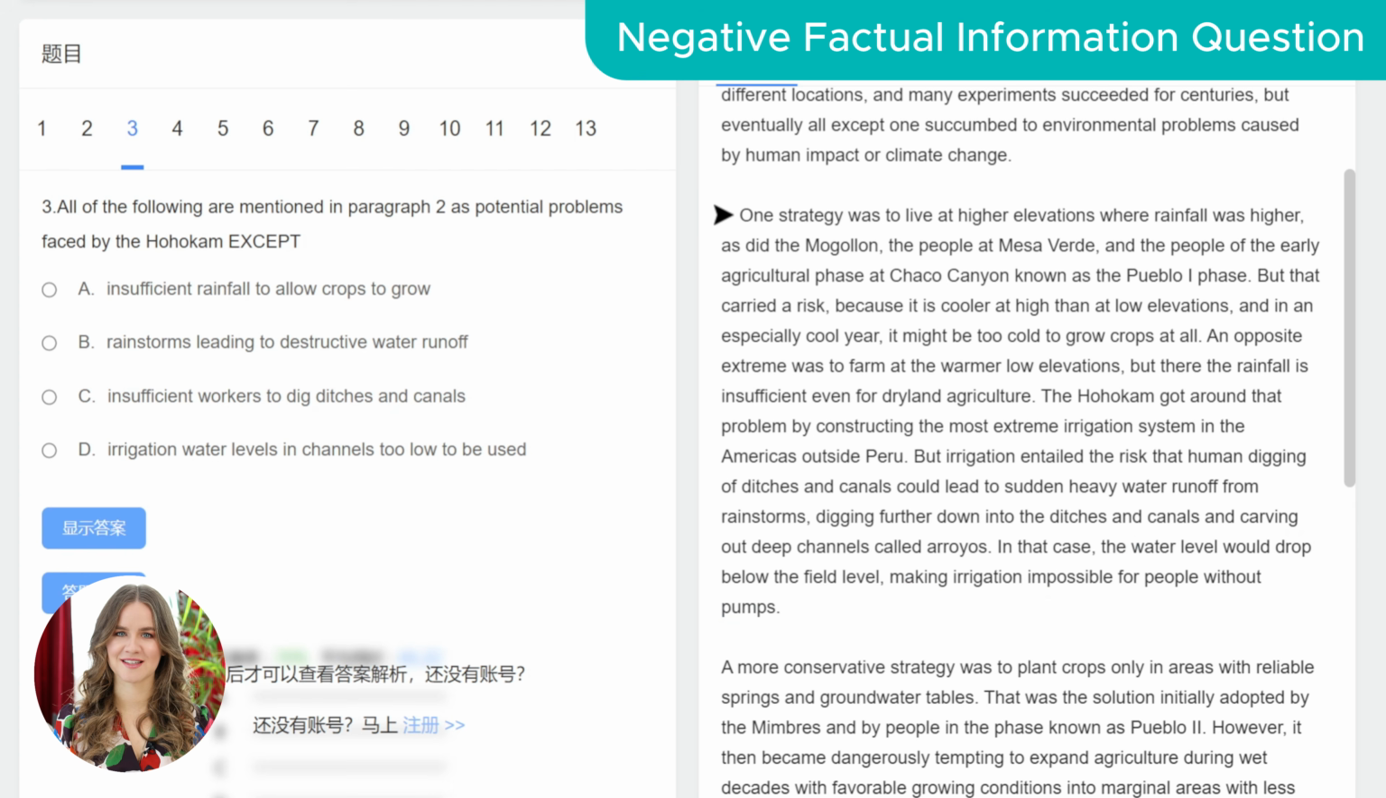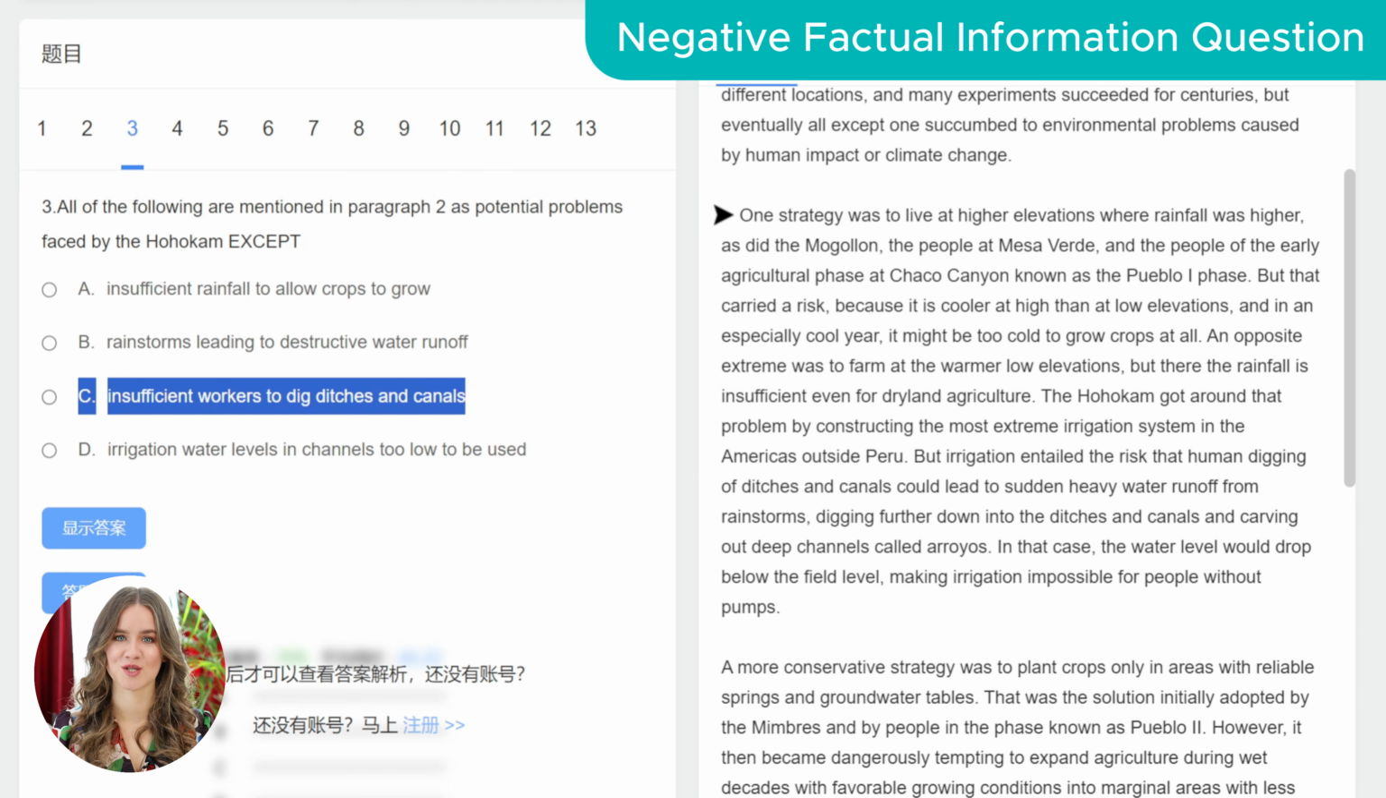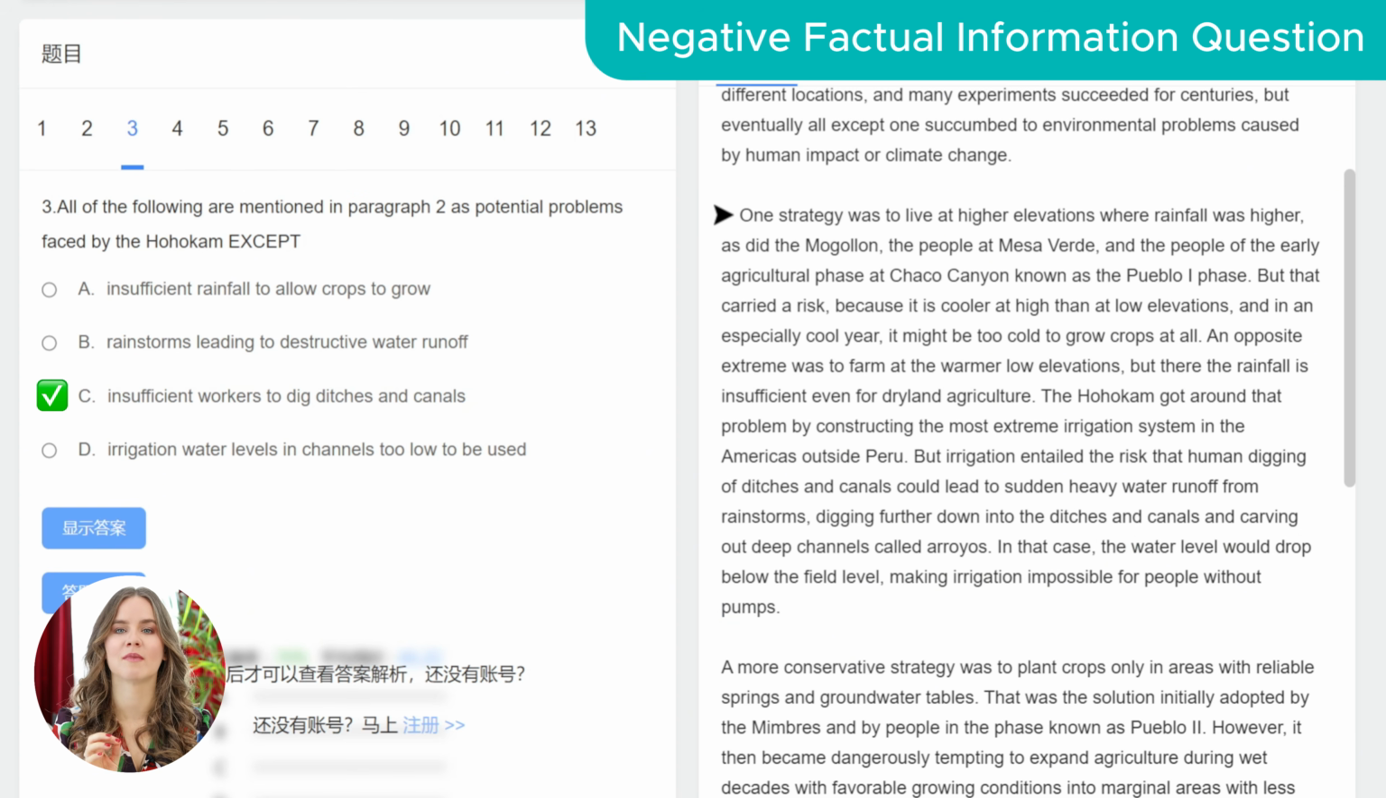But what about option C? Insufficient workers to dig ditches and canals. Now, this sentence contains many keywords from the paragraph, but it's actually incorrect, which makes it the correct answer. Why? We do have a mention of workers digging ditches and canals, but there is no indication that there were not enough of them. So C is the answer. Always remember that the correct answer is the one that is incorrect based on the text.